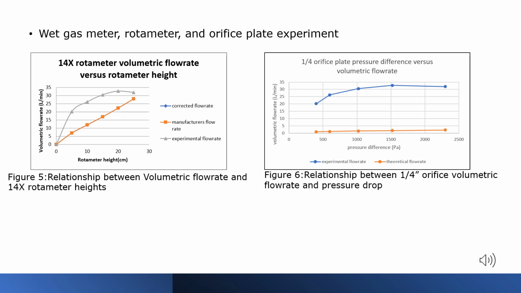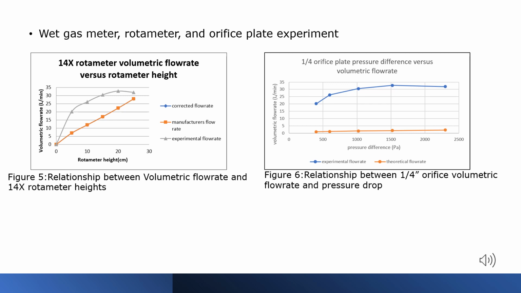Figure 6 illustrates the performance of the orifice plate. The experimental flow rate curve is seen to differ largely from the theoretical flow rate curve at all pressures, which indicates a high level of inaccuracy. The large difference between the curves can be as a result of a calibration error or faulty instrument being used.